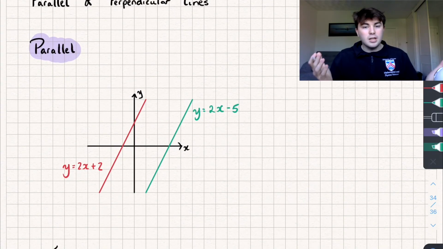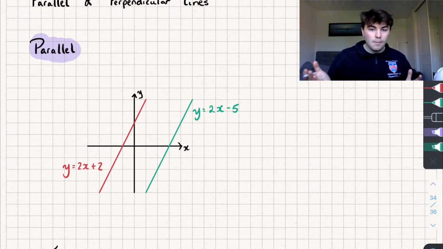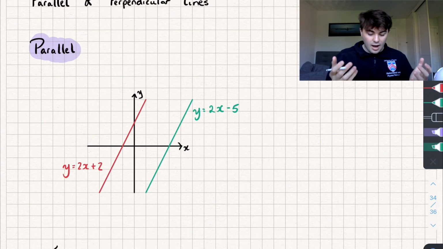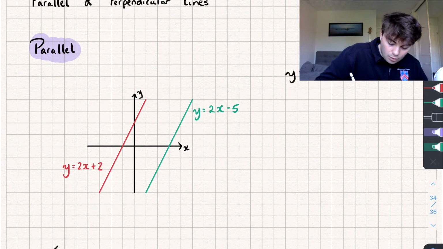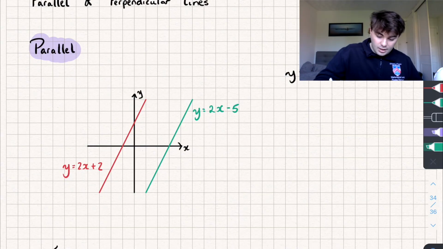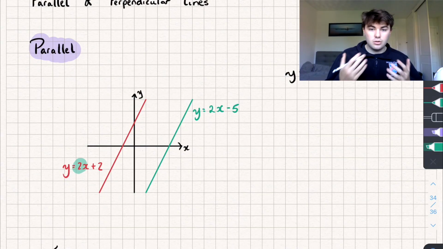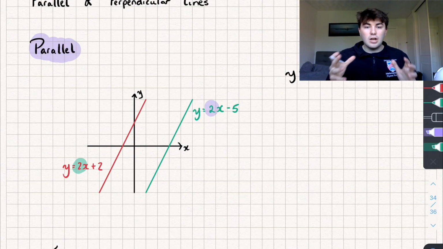They're obviously going to be parallel, which means they're going to run alongside each other forever and they're never going to meet. But more important than that is the fact that their gradients are going to be equal. So if we take a look at the equation of a straight line, y equals mx plus c, the letter m represents the gradient of our line. So if we look at these two lines here, let's take a look at the gradient of the red line. Well, it's 2. And the gradient of the green line is also 2. So because their gradients are equal, they're going to be parallel lines.